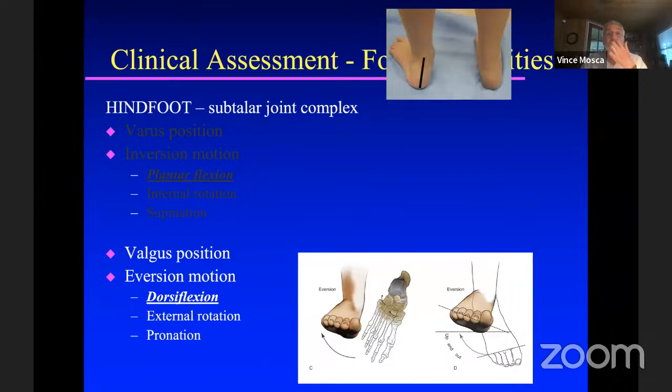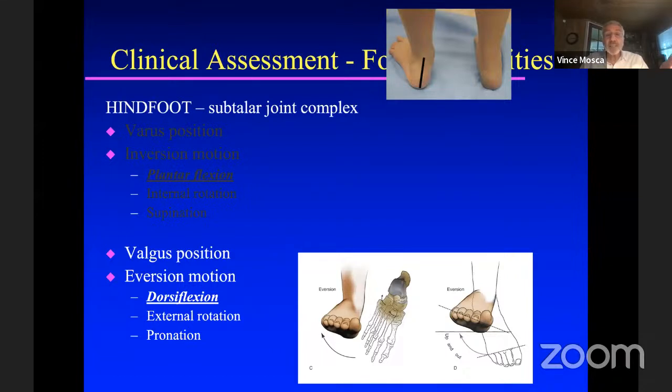Eversion is the motion. It's a term that's only used in the subtalar joint. There's no eversion anyplace else in the body. There's no inversion anyplace else in the body except the subtalar joint. So that's why we have to talk about it, because we're not familiar with those two terms. No other joint has it. The elbow doesn't, the hip doesn't.